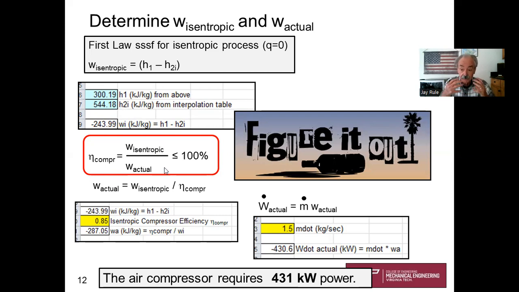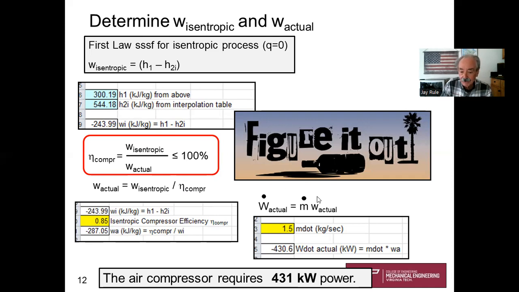You can do that when it's high stress, when you're taking a test or a quiz. You figure it out. It will take 10 seconds, 5 seconds to figure that out. It'll take less time to figure it out than to go to a formula sheet. All right, so W actual is W isentropic divided by the compressor efficiency. And so we'll do the math. Negative 243.99 divided by 0.85 gives a bigger negative number. W actual is negative 287.05 kilojoules per kilogram.